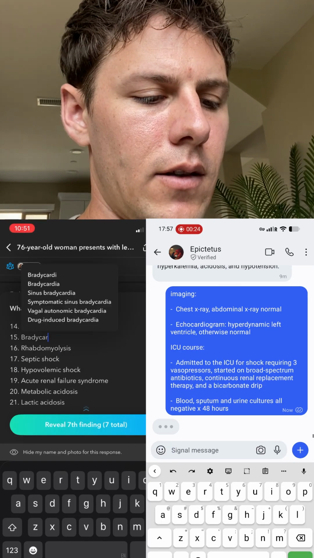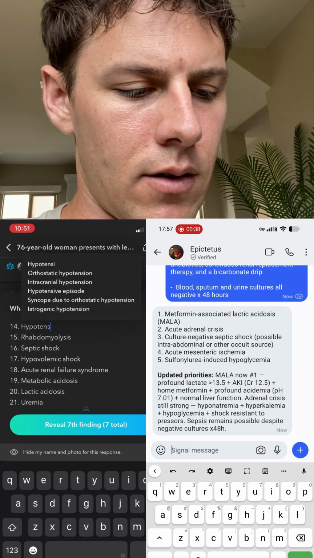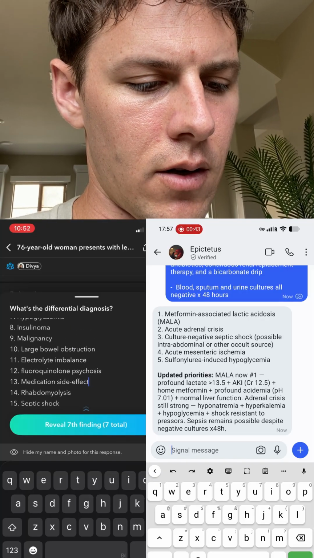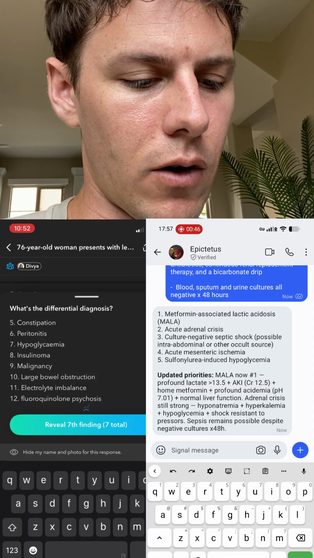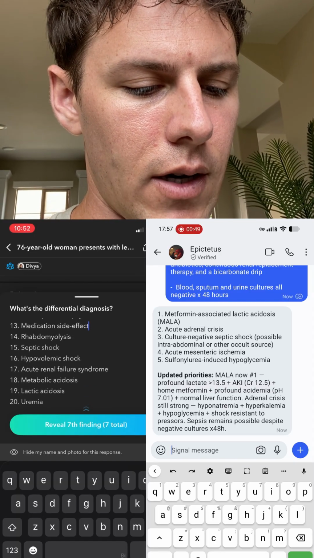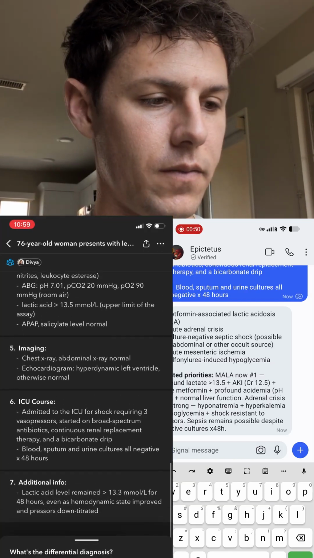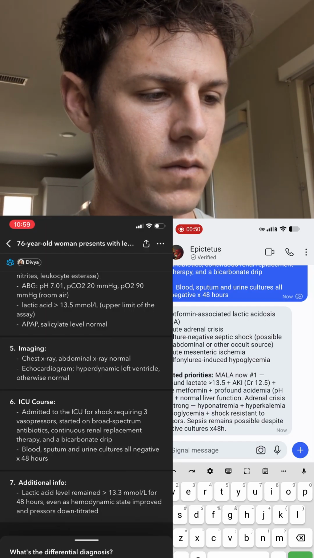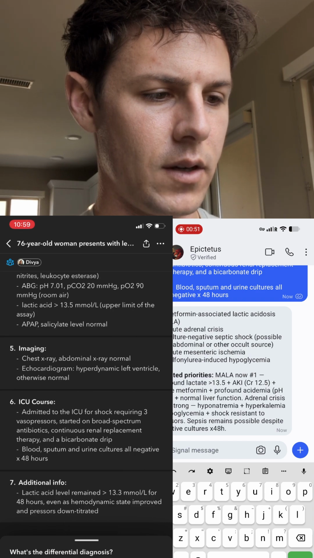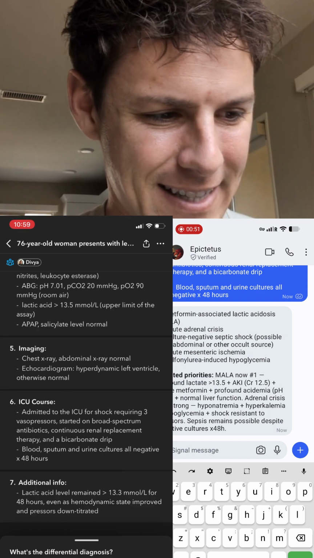Okay, so the AI thinks now the number 1 diagnosis is metformin-associated lactic acidosis. 2, acute adrenal crisis. 3, culture-negative septic shock, possibly from an intra-abdominal or other occult source. Acute mesenteric ischemia, and then lastly, sulfonylurea-induced hypoglycemia. Let's do the last aliquot. Additional info: lactic acid level remained over 13.3 for 48 hours, even as hemodynamic state improved and pressors were downtitrated. So it's looking like that, metformin-associated lactic acidosis.